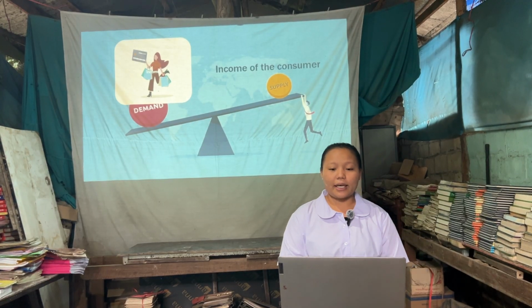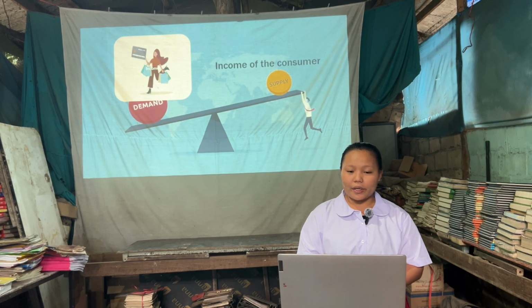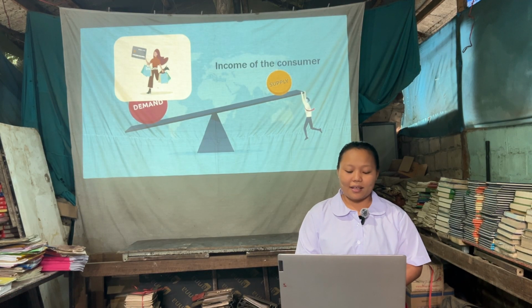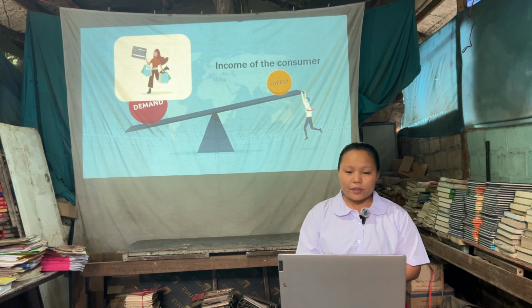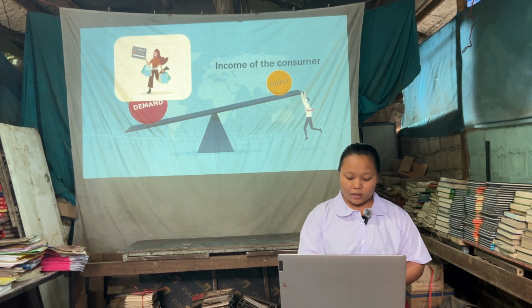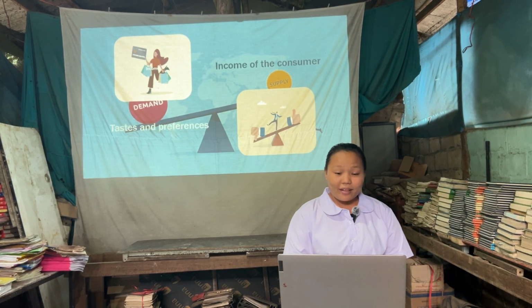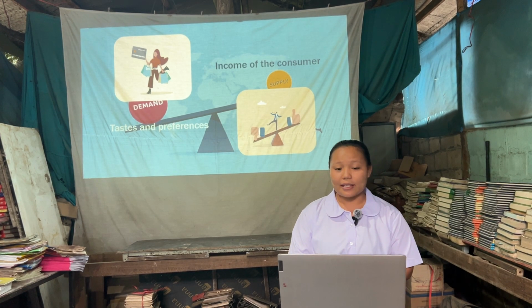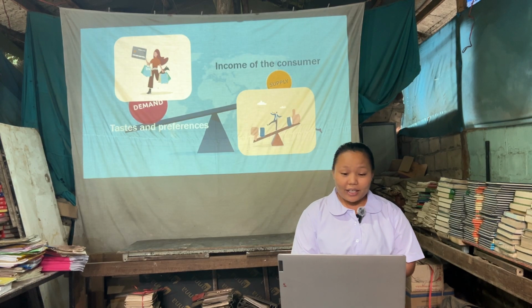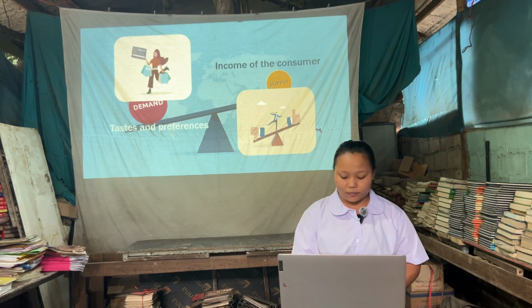The third factor is the income of the consumer. For normal goods, if income increases, demand also increases. And for inferior goods, if income increases, people buy less of them and switch to better products. The fourth factor is taste and preference. Things like fashion, habits, environment, and climate change what people like. If products become popular, demand will increase.